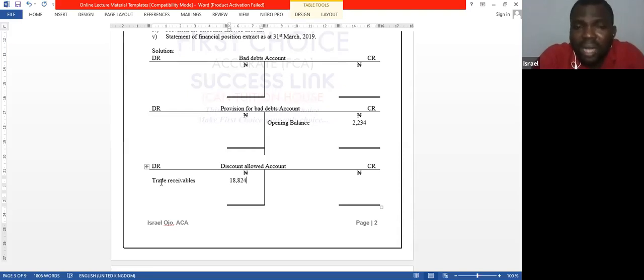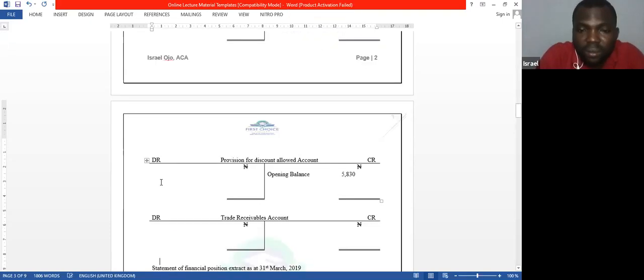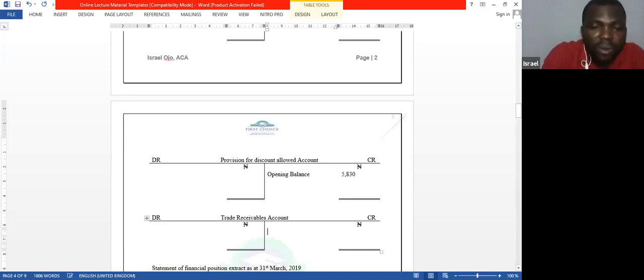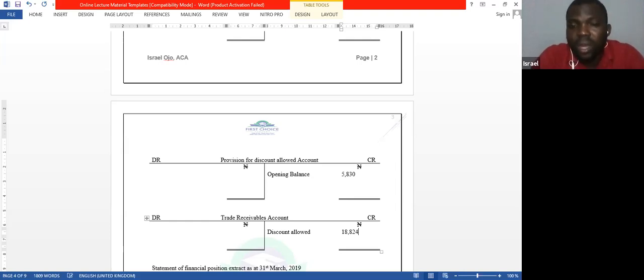Then we need to do the second leg. What is the second leg? We go to the trade receivables. Then we put that to be what? Discount allowed. And that is 18,824. So we add that to be what? 18,824. So we are done with that for now.